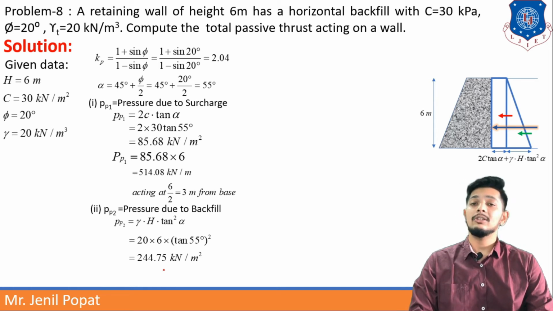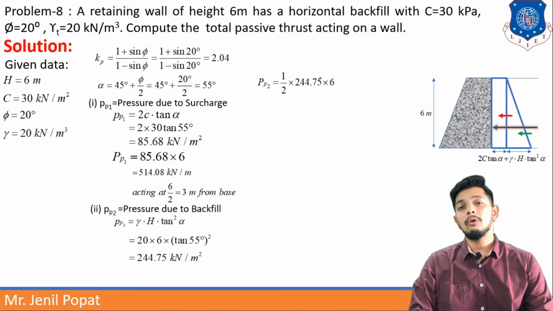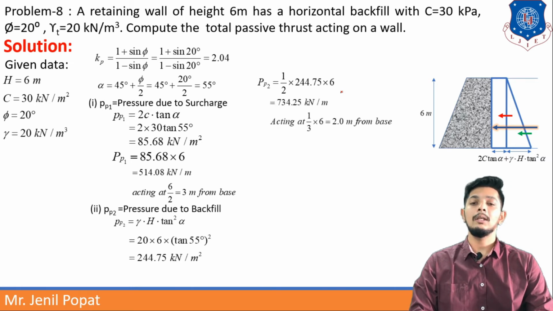Now I have got pressure number 2, but pressure force number 2 will be the area of the triangle, and area of the triangle will be 1/2 base into height. Here we have pressure as base 244.75 and height is 6 meter. So PP2 will be 734.25 kilonewton per meter. Where will it act? It will act at 1/3 from the base, and 1/3 of 6 will be 2 meter from the base.